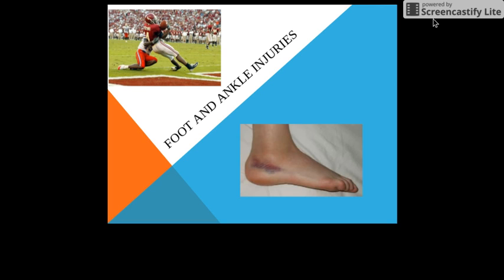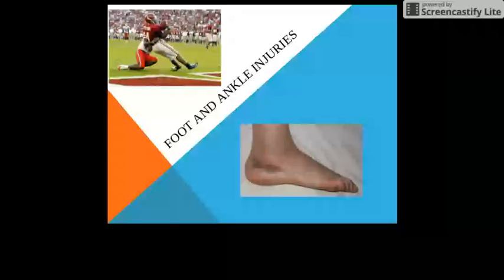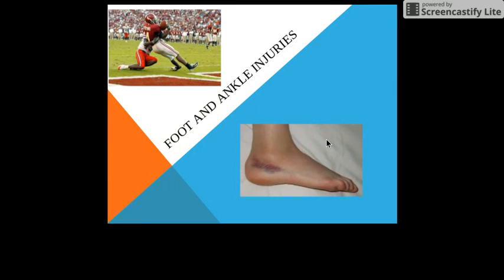The foot and ankle injuries. We see a lot of these. If you look at the picture on the bottom, you can see what a sprained ankle might look like with the discoloration around the ligaments. And if you look in the upper picture, you can see that the poor football guy is probably having a dislocated ankle right there. So we're going to talk about foot and ankle injuries.